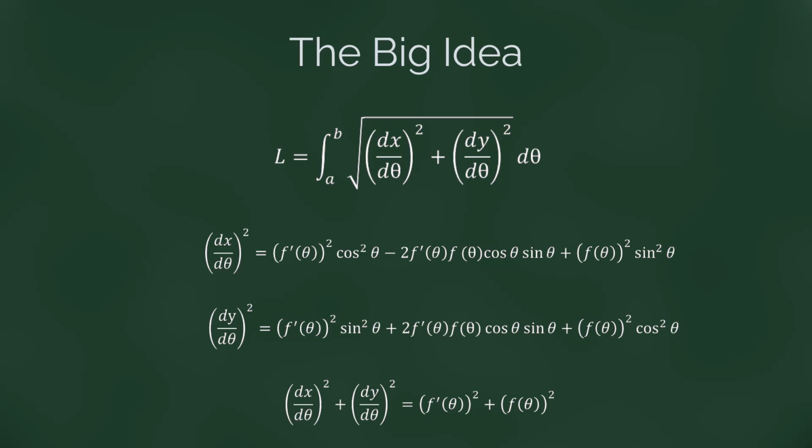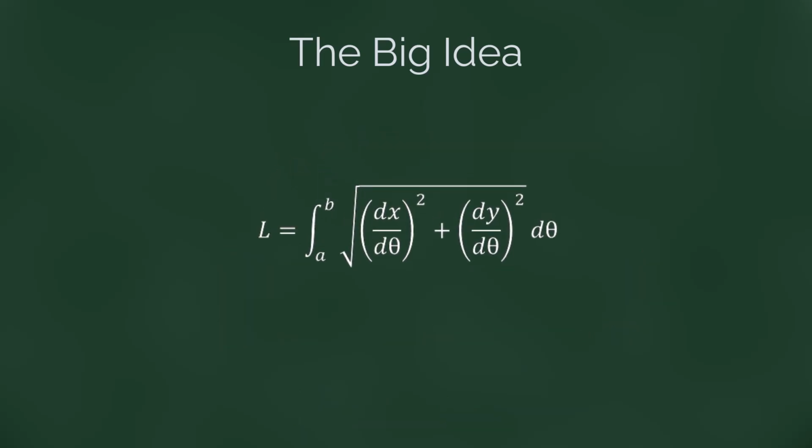It's a lot of algebra and a lot of multiplying, but the good news is when we add those two terms together, things work out nicely for us. The negative 2 and the positive 2 make the middle terms disappear. The sine squareds and the cosine squareds turn into 1. And we end up with the fact that dx d theta squared plus dy d theta squared is equal to f prime of theta squared plus f of theta squared.